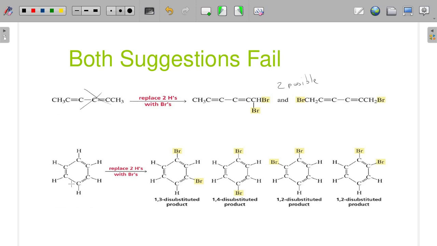Now, if it's a ring like this, and you notice how they're drawn specifically a double bond, single bond, double bond, if I replace 2, I can have them catty corner, totally across from each other, or right next to each other. But if they're right next to each other, there were 2 ways to draw it, with a double bond between them or a single bond between them. So that would give 4 products. So this also isn't a possibility.